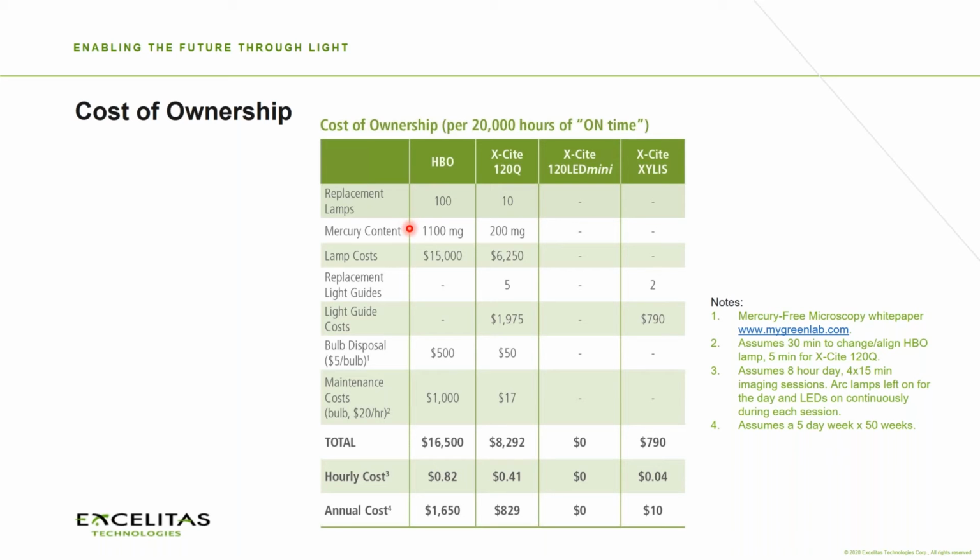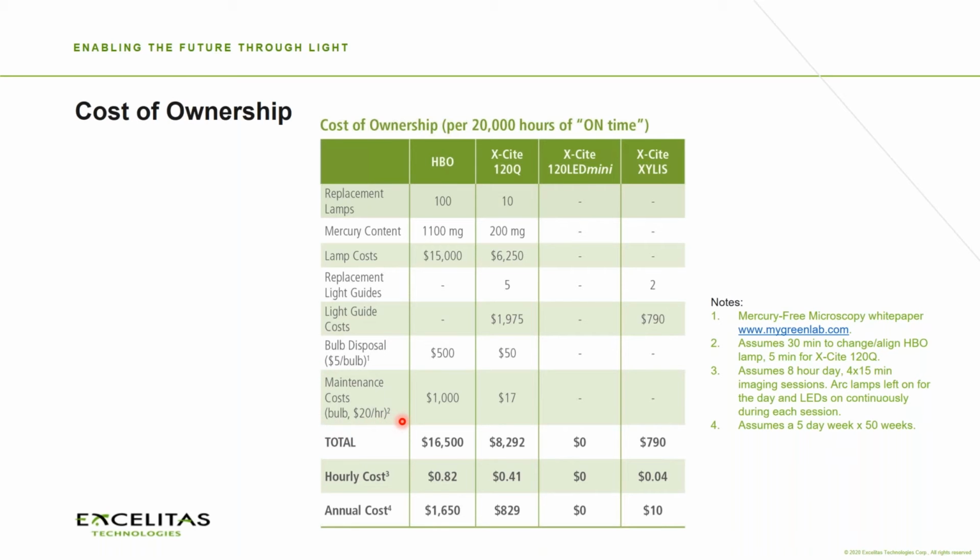So with some of these systems, you have replacement lamps, you have mercury content, you have to buy the lamps, you have to replace the light guides because you're getting the entire spectrum going into the light guide from the bulb. The UV and the IR wavelengths will end up degrading your light guide over time. And there's the cost of the light guide. Bulb disposal, most places will charge you for getting rid of your bulb.